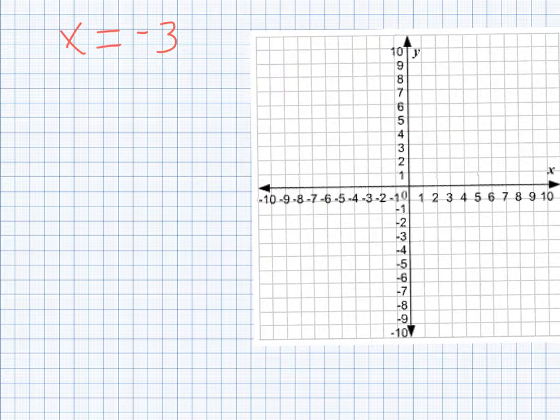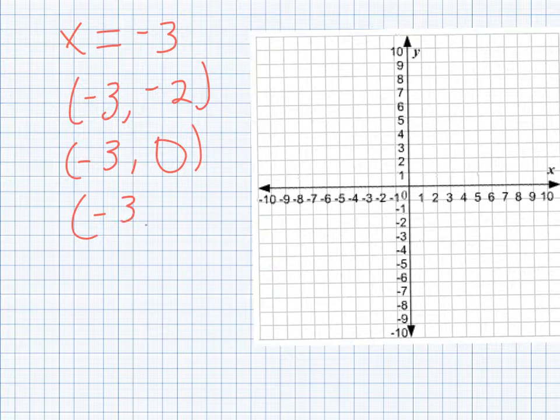So let's say we have x equals negative 3. So we could have some coordinates. We could have negative 3, negative 2. We could have negative 3, 0. We could have negative 3, 3. The x is always going to be the negative 3. Now the y's are changing.